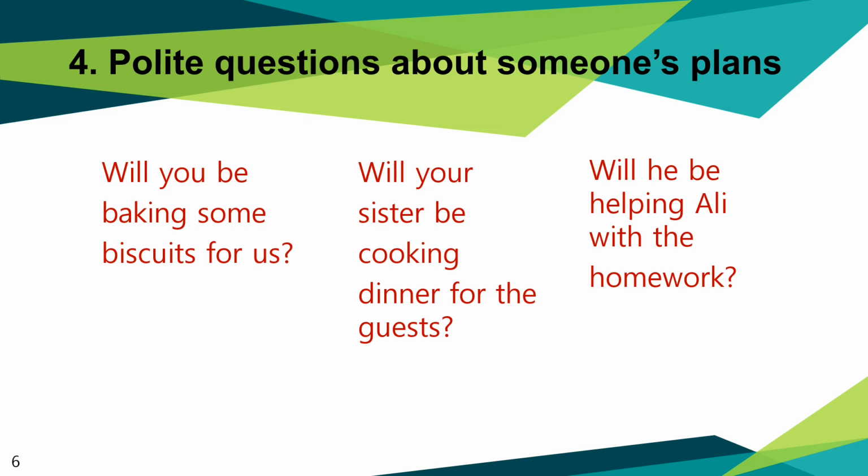Function number 4. Polite questions about someone's plans. Will you be baking some biscuits for us? Now this is a polite question to find out whether that person is willing to do it or not, or that person plans to do it or not. Will your sister be cooking dinner for the guests? Will he be helping Ali with the homework? So all of these questions are about someone's plans, and we politely want to find out what the person's plan is.